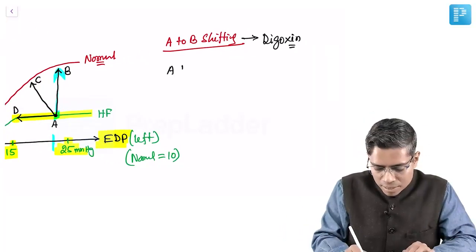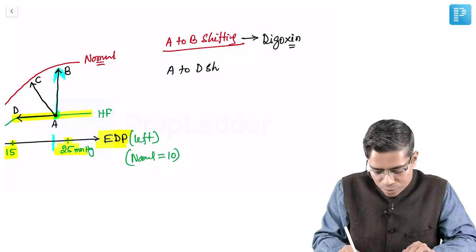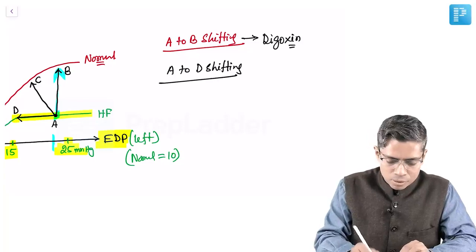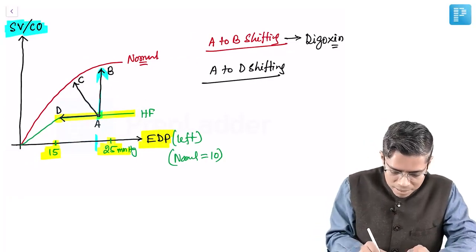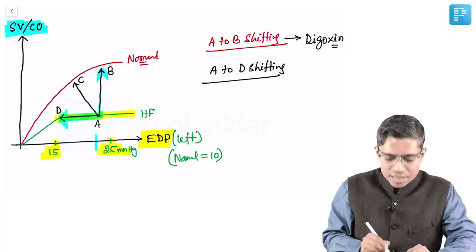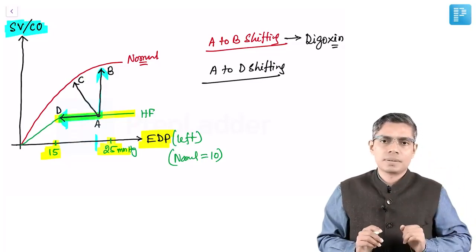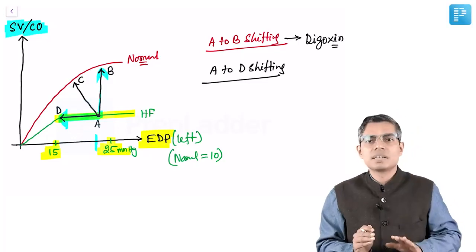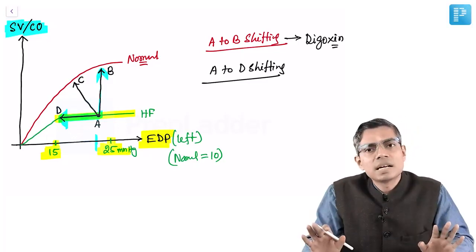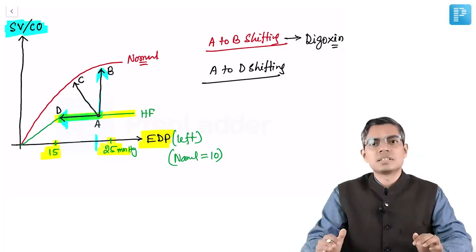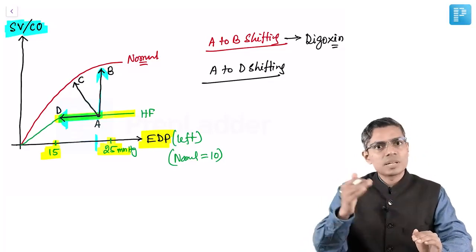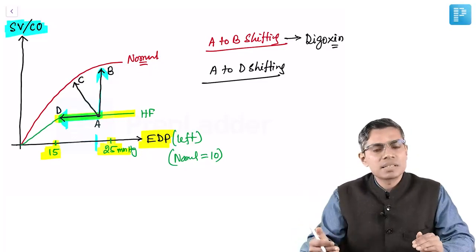Then you look at A to D. Now I am asking about A to D shifting. A to C shifting I will come to later. A to D shifting means there is only a decrease in end diastolic pressure, but the force of contractility or the stroke volume is not rising at all. Only the volume is decreasing, only the end diastolic pressure is decreasing. So end diastolic pressure depends on end diastolic volume, and that depends on venous return.